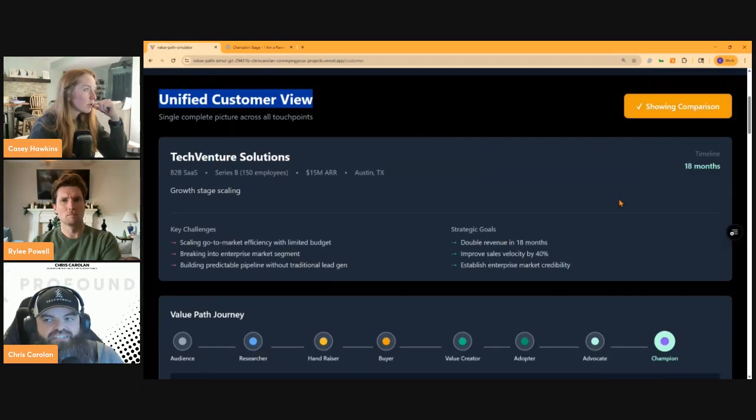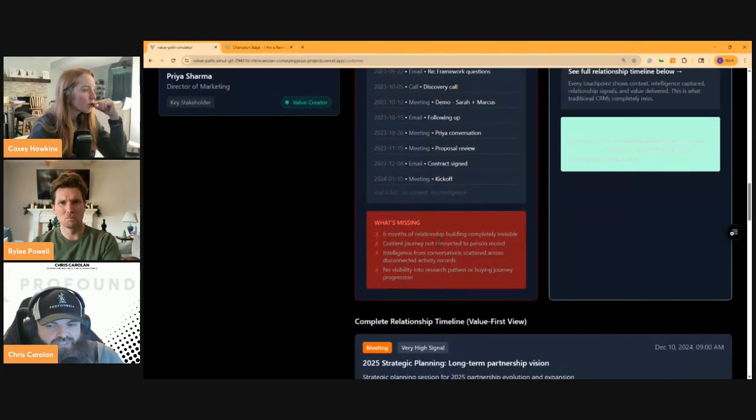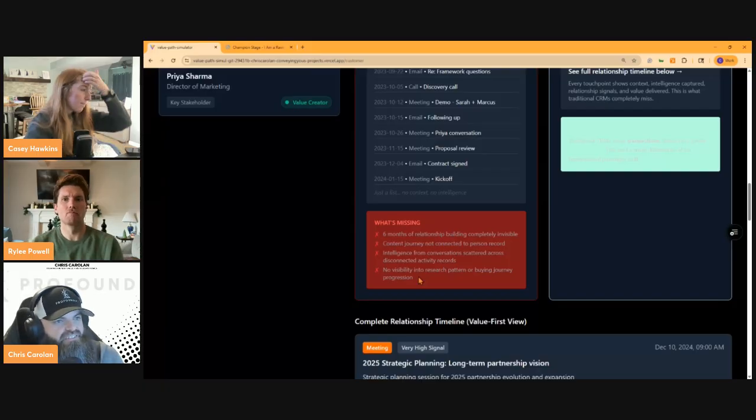And what we're used to seeing is, okay, we got a lead record, we got a list of activities. So we're missing six months of relationship building. The content journey's not here. Intelligence from conversations is scattered all over the place, and there's no visibility into research patterns or buying journey progression, which means we can then not innovate on how we understand the buying journey, right? We'll never be able to leverage things like Pathfinder tools in HubSpot, not truthfully anyways, not effectively.